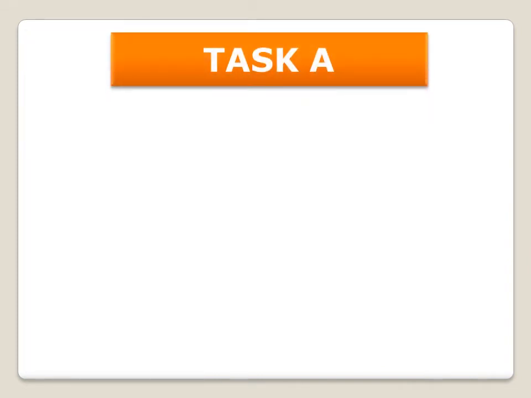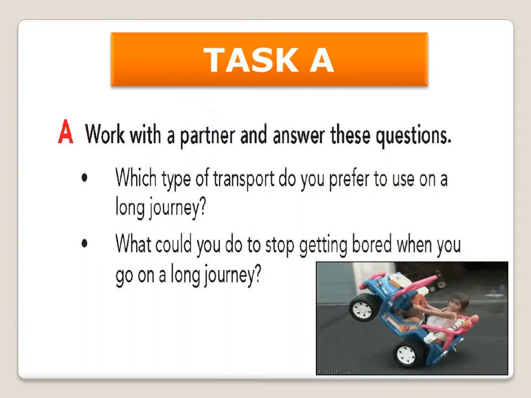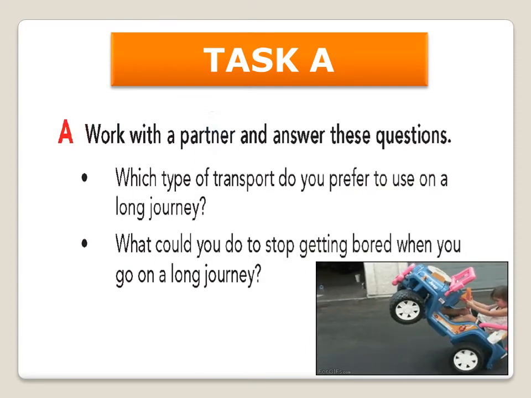Now, moving on to our next task, which is task A that you can find in your textbook as well. And here are the questions. Work with a partner and answer these questions. These two questions are very simple ones. It's for you to work with your partner first. The first one, which type of transport do you prefer to use on a long journey? And then the second one, what could you do to stop getting bored when you go on a long journey? Now I may give you some time to think about the answers.